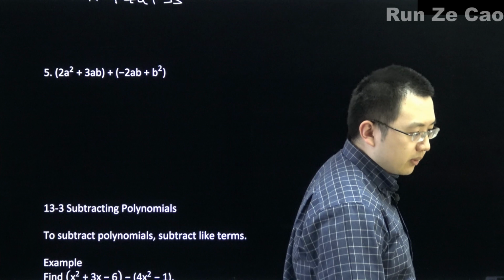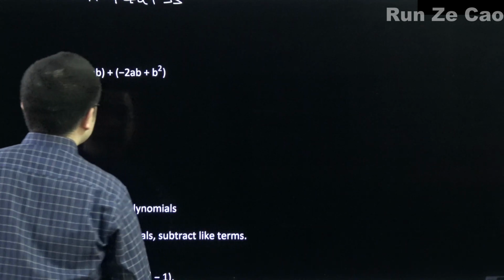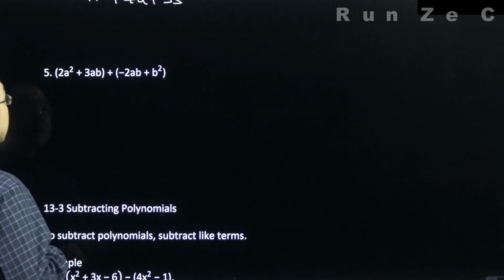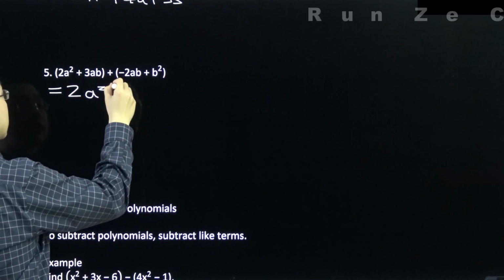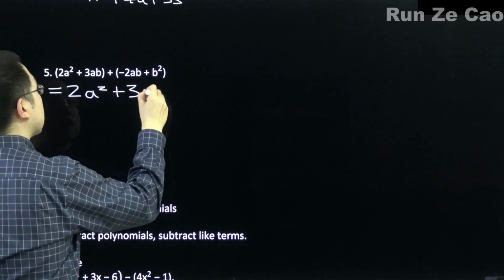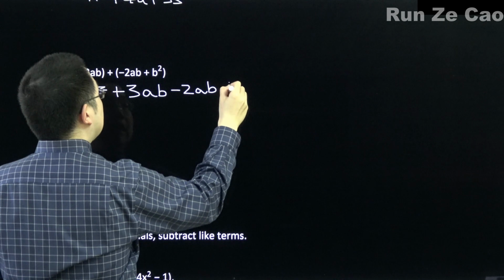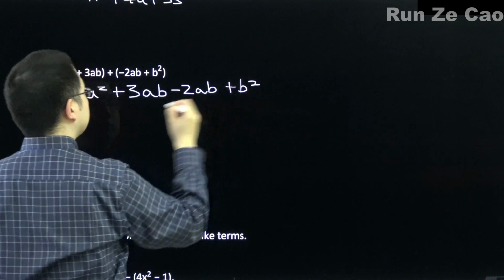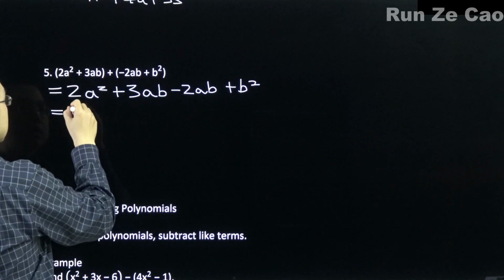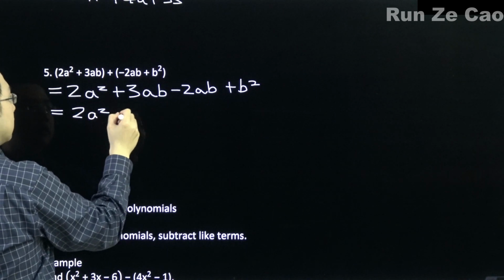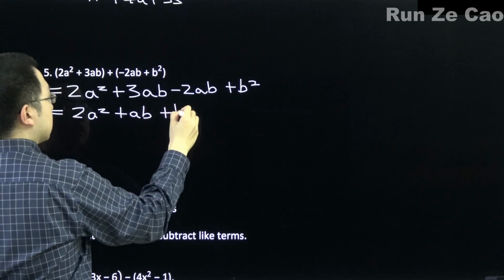Okay, so how about we have 2a squared plus 3ab plus negative 2ab plus b squared? Well, if you wanted to write it all out, it looks like this. 3ab minus 2ab plus b squared. So, 2a squared plus ab plus b squared.